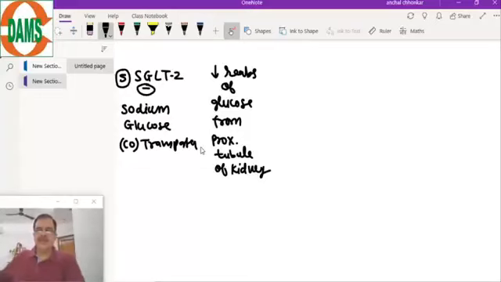SGLT2 inhibitors. Remember, mark it, these are potential questions. Reason being, these drugs have shown a benefit over and above sugar control, in terms of heart and in terms of kidney disease. So these are very good drugs which have come up. They have shown a proven benefit, cardiovascular as well as kidney benefits.